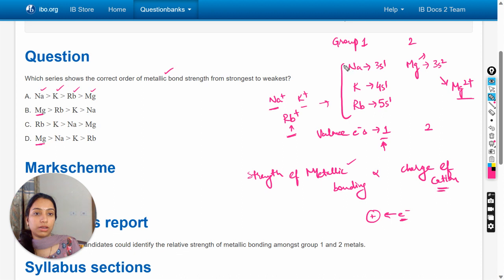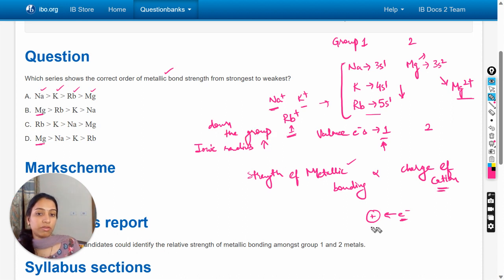Next is the remaining group 1 metals: sodium, potassium and rubidium. In case of the metals of the same group, the strength of the metallic bonding decreases downwards. Why? Because on moving downwards, the size of the ions, or we can say the ionic radius, increases down the group.